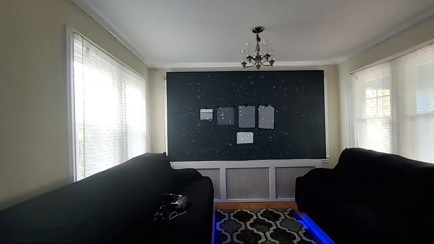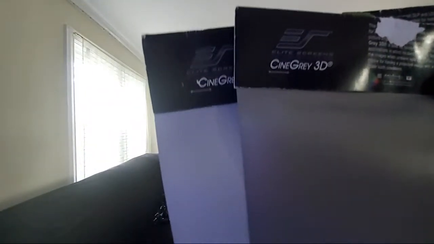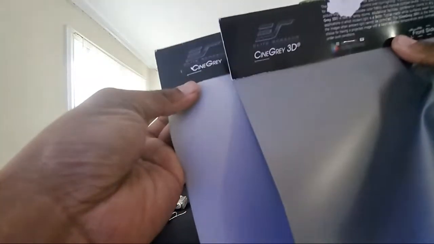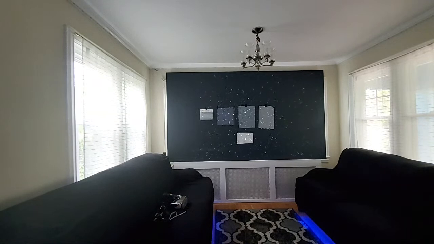Let's see. We have all these sample sheets. We have a lot of sample sheets, don't we? So this is the Cinema Gray I was telling you about. Cinema Gray. See how light that is? $800. And then it gets a little darker. When you get to the 3D and 5D, it goes up to $1,300 to $1,400. That's for 100 inch only. This paints up to 100. My screen's 126 inches.